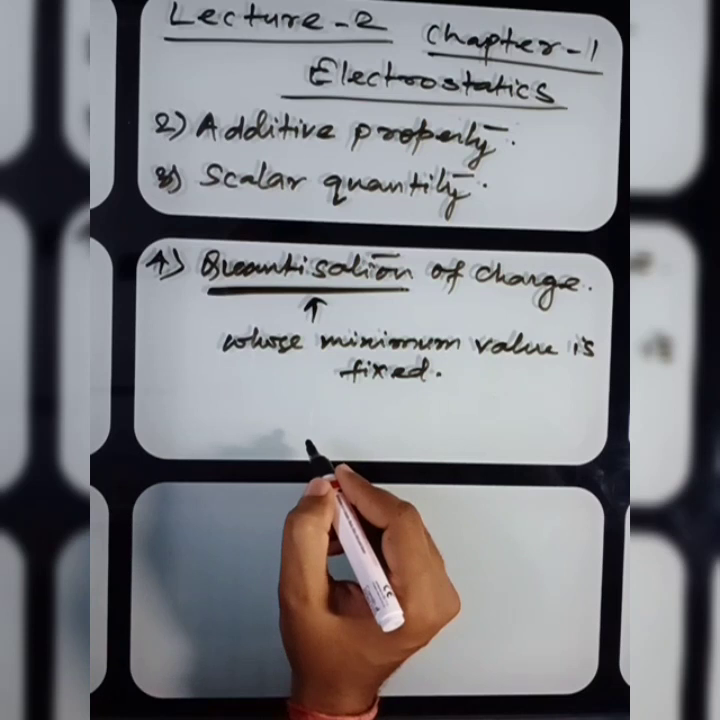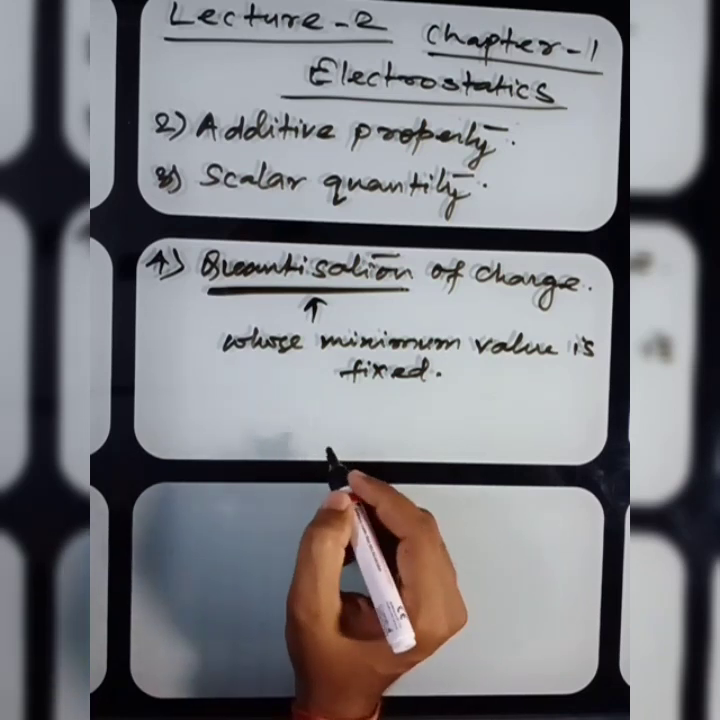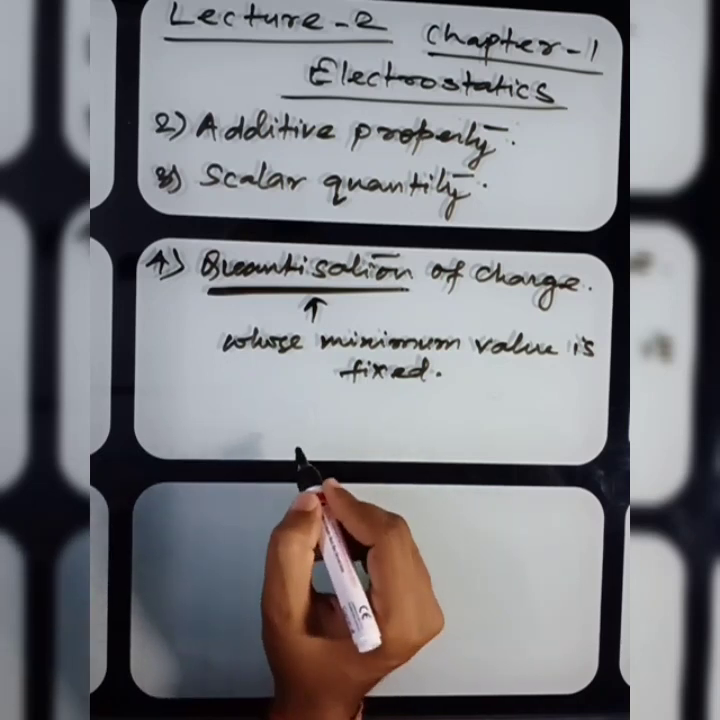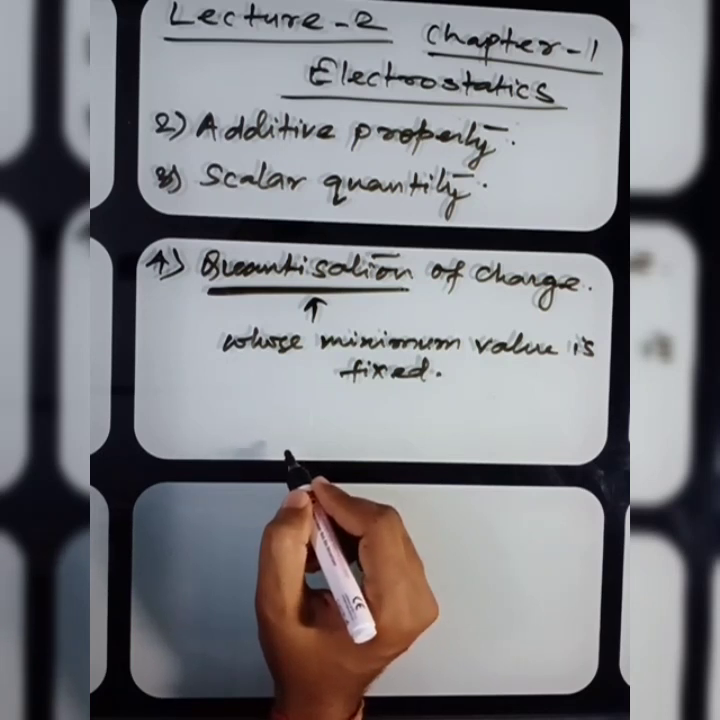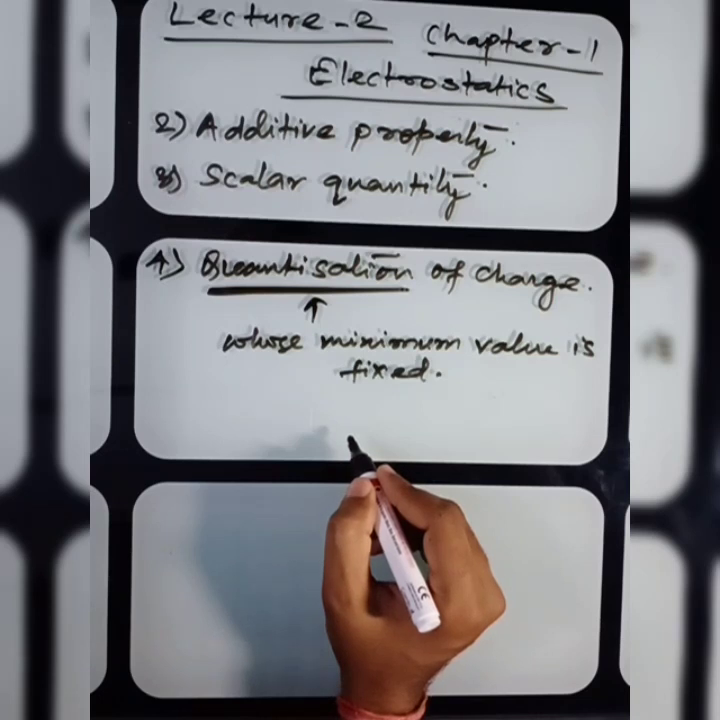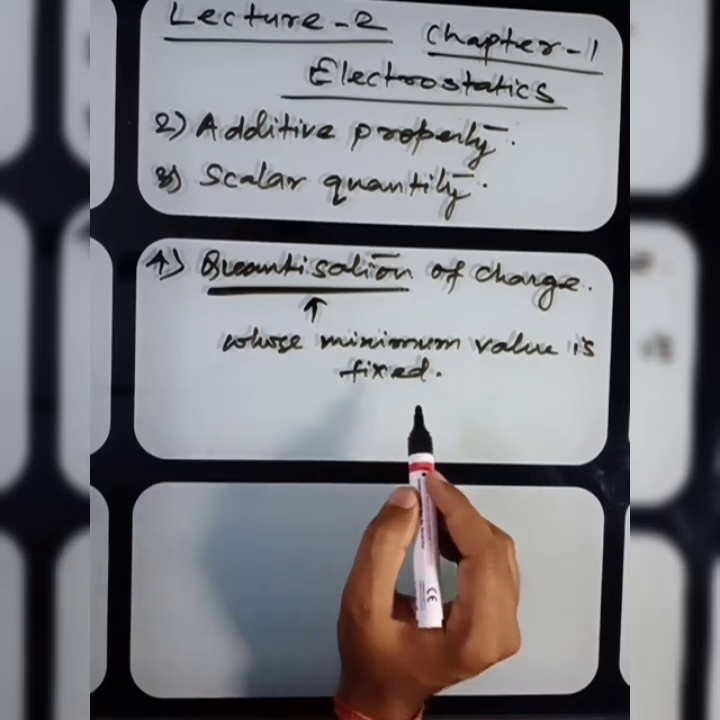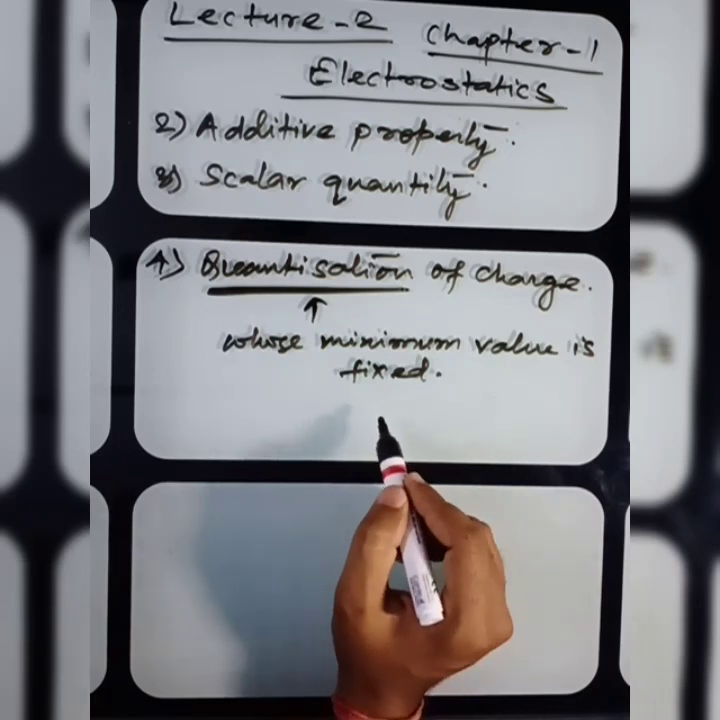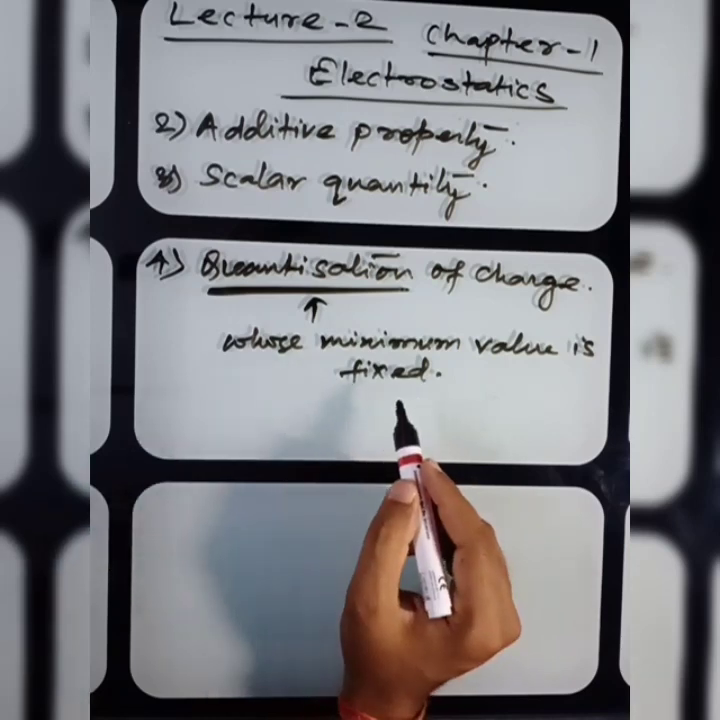For example, you can say our Indian rupees minimum value is fixed, so it is quantized. For example, it is quantized by 1 rupee. You cannot have less than 1 rupee. If you want to get more than 1 rupee, then you can arrange a number of coins. Like for 5 rupees, you can arrange 5 coins of 1 rupee. So the physical quantities that are fixed with their minimum value are considered as quantized.